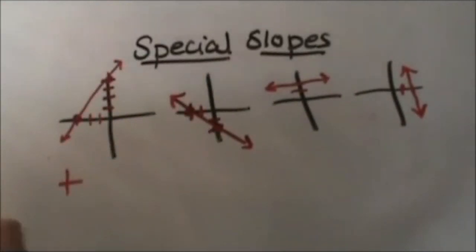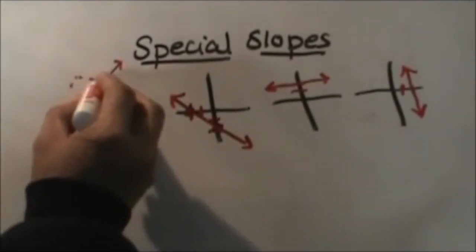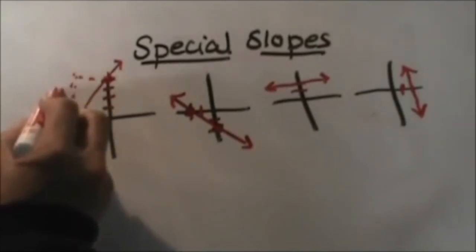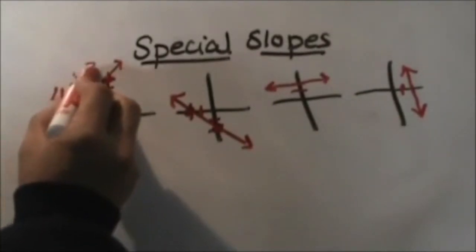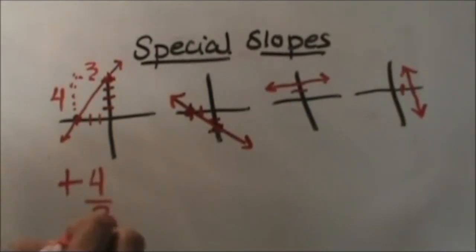positive slope. And remember, we always count our slope as rise over run. So in this problem, we're going to rise 1, 2, 3, 4 units, and we're going to run 3 units. So our slope is positive 4/3.